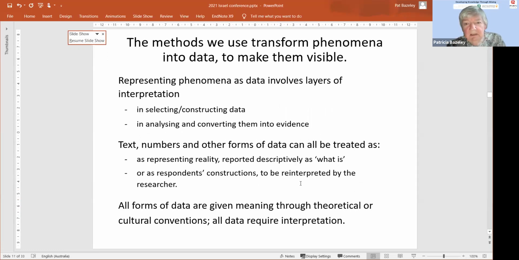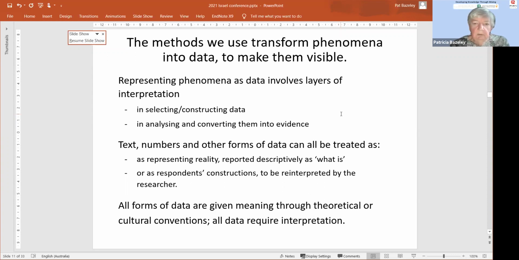Okay, so let's think then about the methods that we actually use to transform phenomena into data. The process of transforming phenomena into data is to make them visible for us, for research. It involves layers of interpretation. So we have interpretation in terms of the data that we select or construct, in choosing what we will look at and how we will look at it. We have interpretation occurring as we analyse and convert those into evidence.